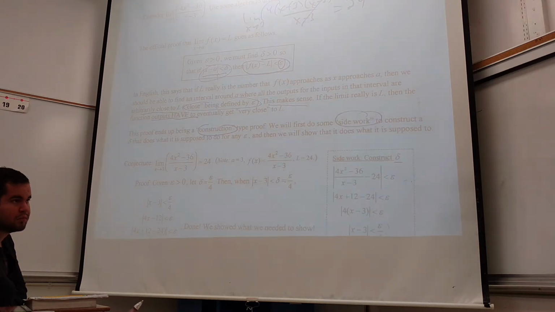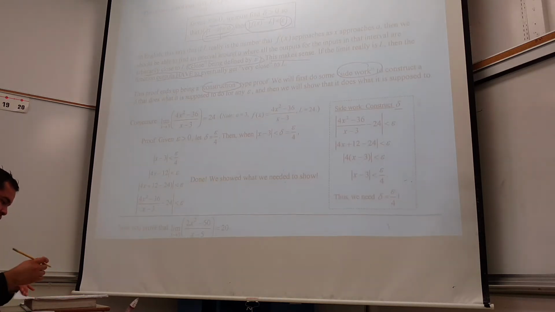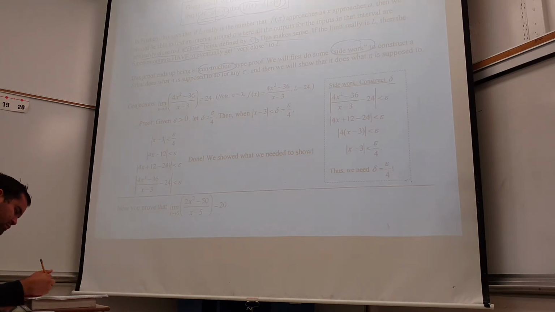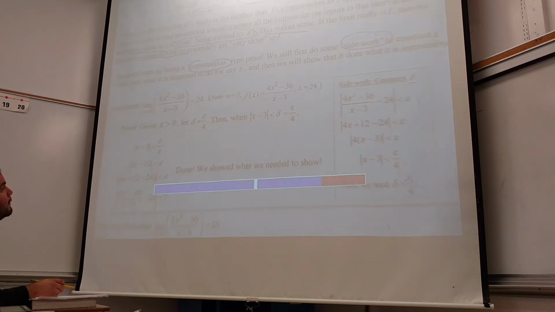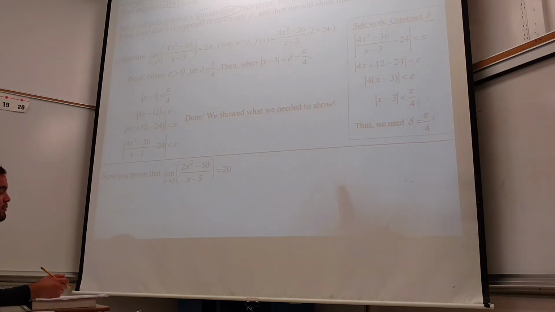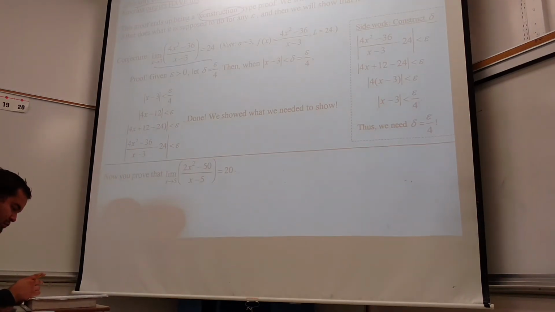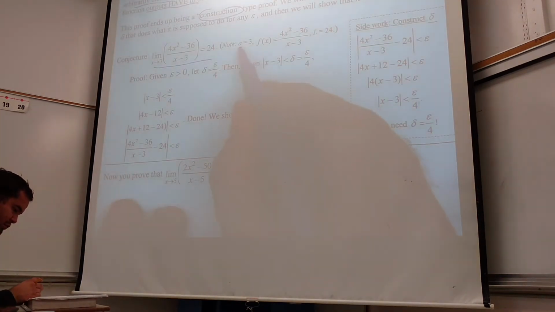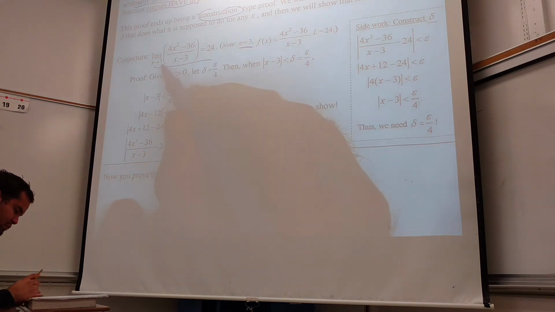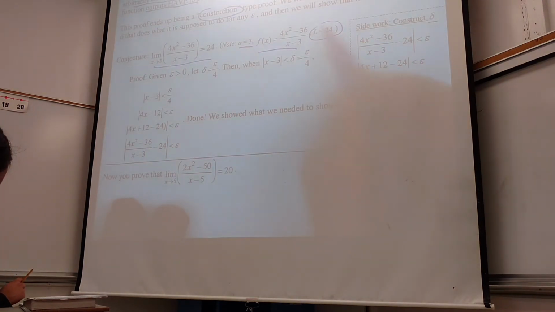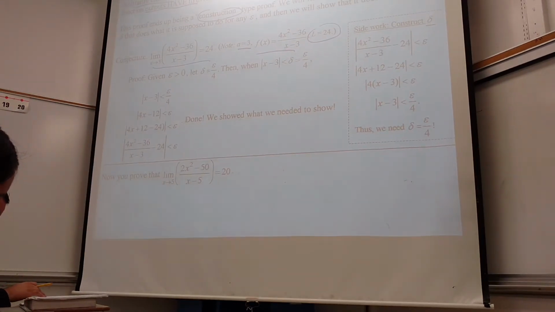So this side work is what people think is the proof, or think is cheating or something. But here's the idea. All right. So, conjecture. We think this is true. And then I just note that A is 3. A is always that x value we're approaching. F of x, of course, is the function we're looking at. And my L is 24. I just want to set those up.